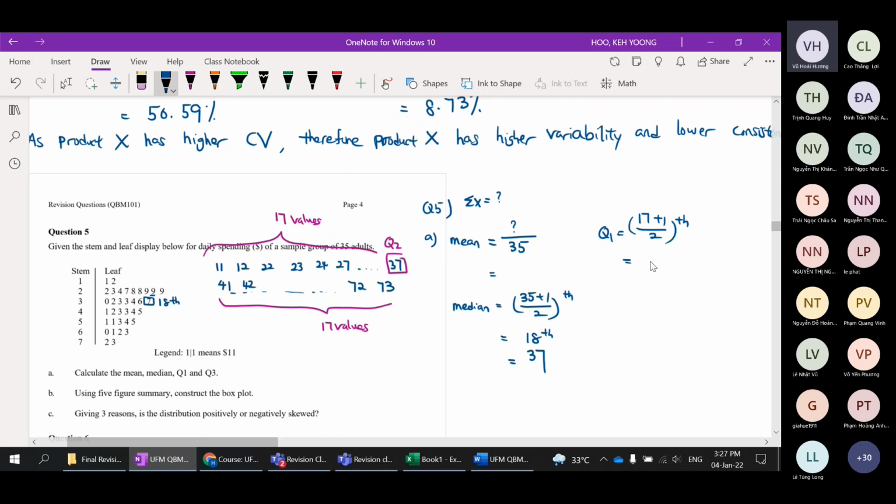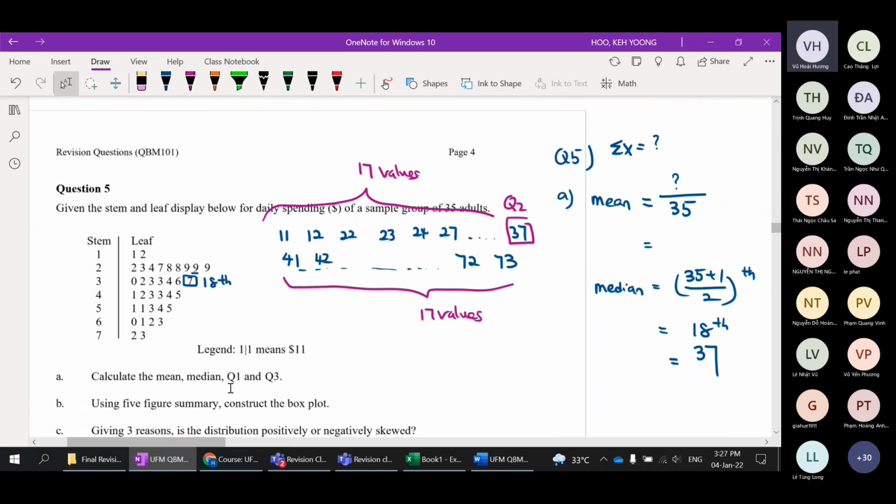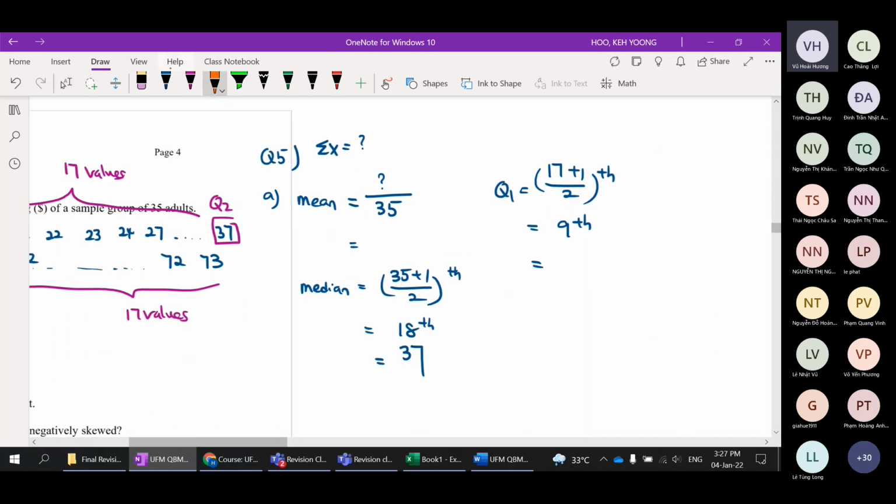So Q1 will be the 9th value in the first 17, which means from 11 to 36. So 1, 2, 3, 4, 5, 6, 7, 8, 9. This is the 9th value. So your Q1 is equal to 29.